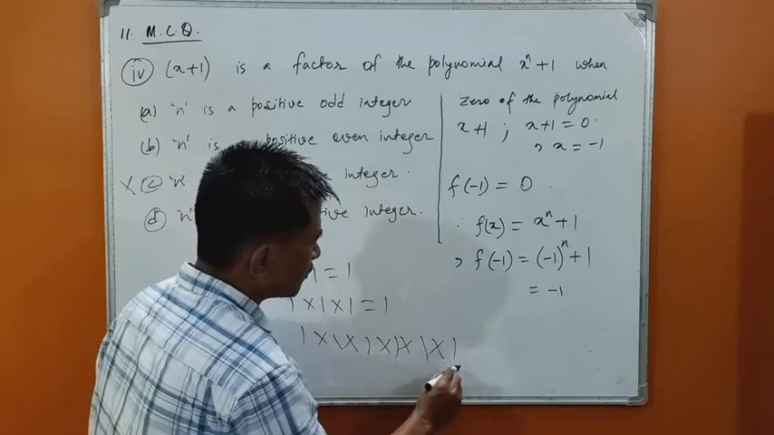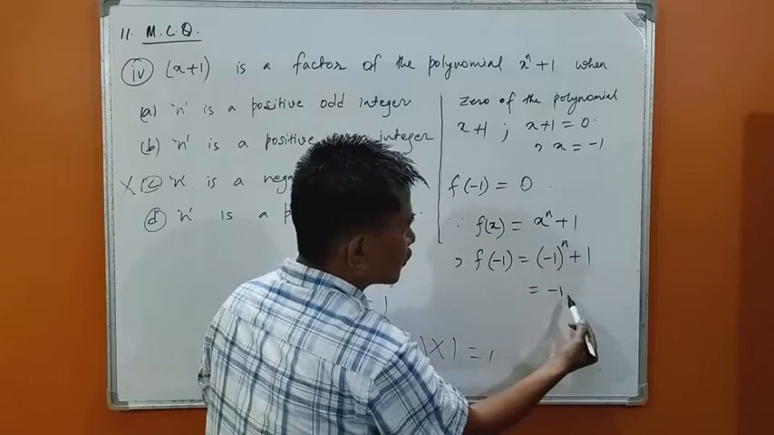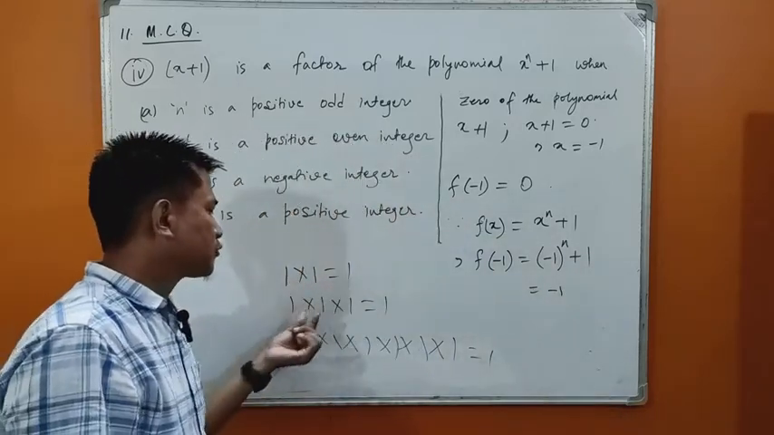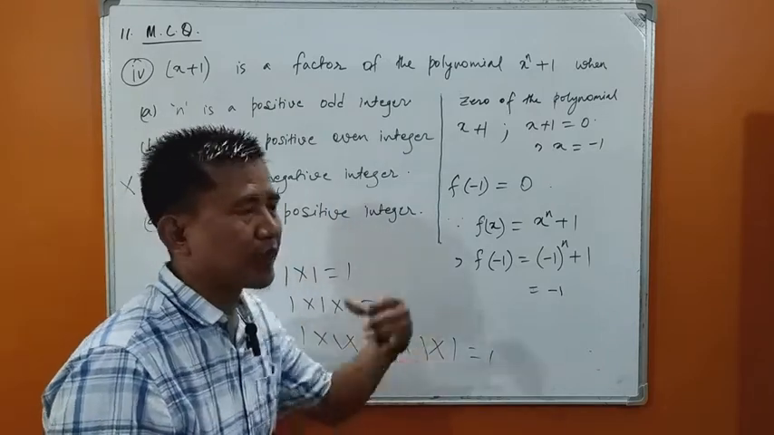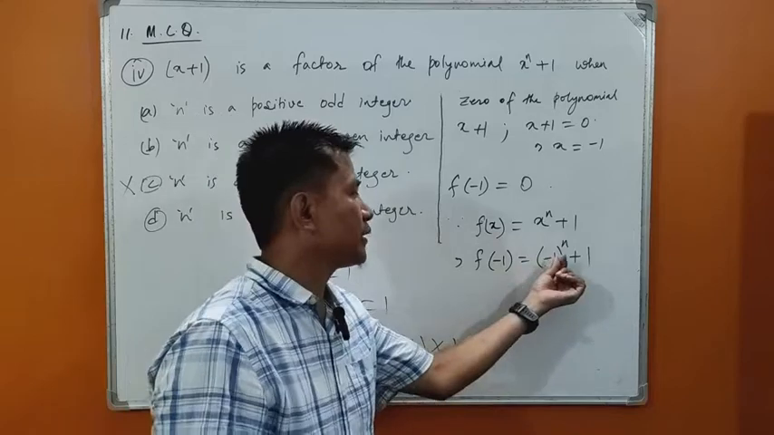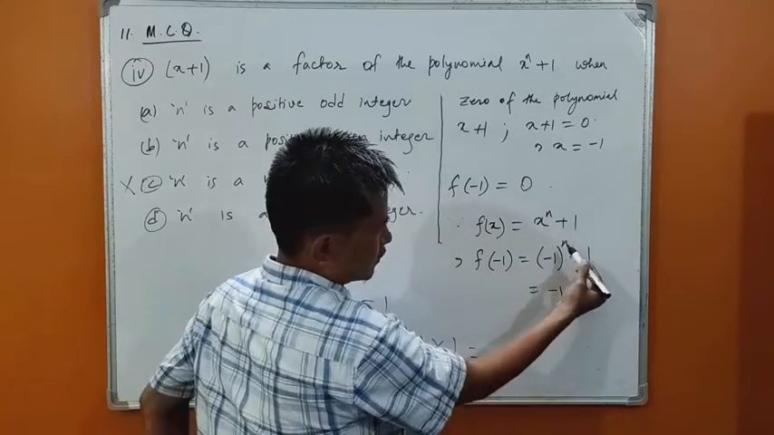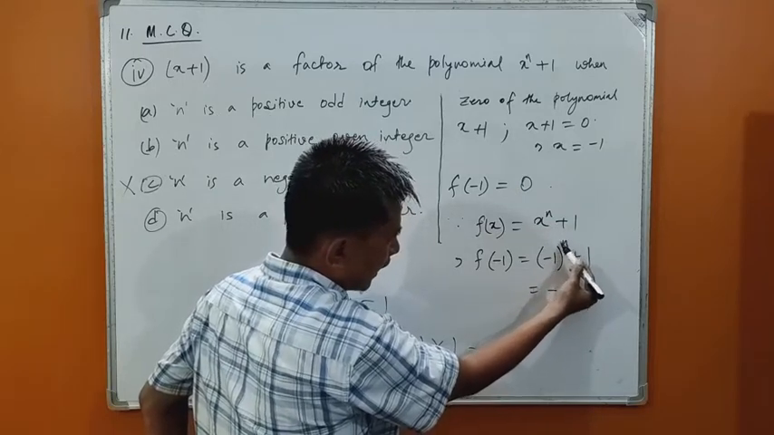No matter how many times you multiply 1, you get 1. 1 multiplied n times also gives 1, isn't it? 1 multiplied 2 times gives 1, 1 multiplied 3 times gives 1, 1 multiplied 10 times gives 1, 1 multiplied 100 times gives 1, 1 multiplied n times also gives 1. Now the topic is the sign, okay? Here we have the power n.